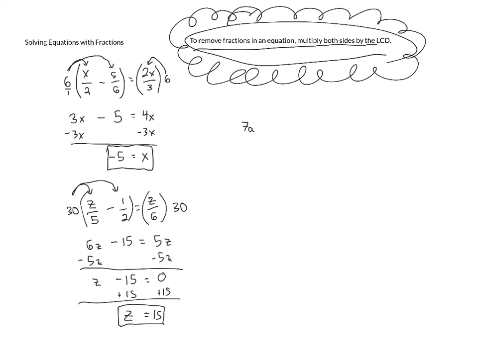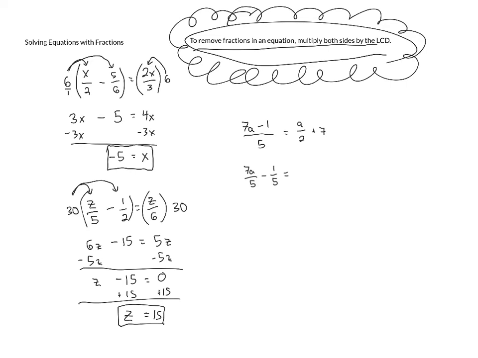Let's take a look at 7a minus 1 all over 5 equals a over 2 plus 7. Now this one's more complicated because we have a fraction on the left that has multiple terms in the numerator. And what we're going to do here is we're going to split it up into two fractions. We're going to write 7a over 5 minus 1 over 5.